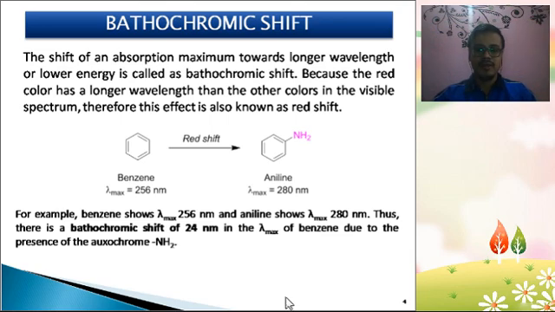For example, benzene, which has an absorption maxima around 256 nanometer, undergoes a red shift when an oxochrome amino group is attached to the benzene ring. So when an amino group is attached to the benzene ring, the absorption maxima peak shifts to 280 nanometer. So from 256 it red shifts, or undergoes bathochromic shift, to 280 nanometer.